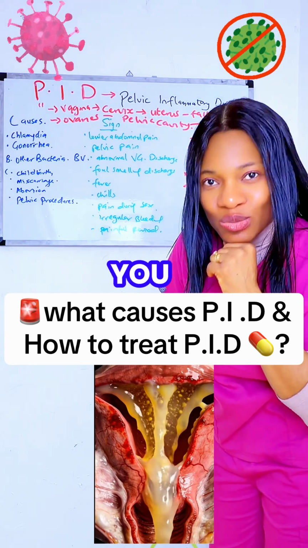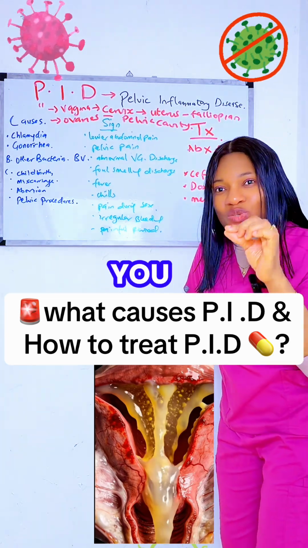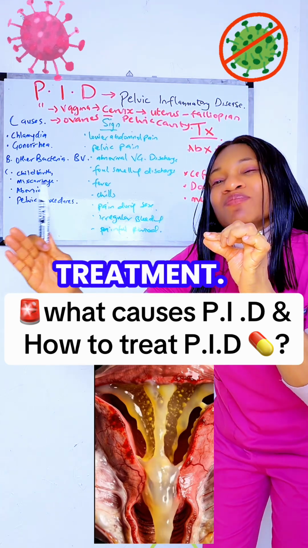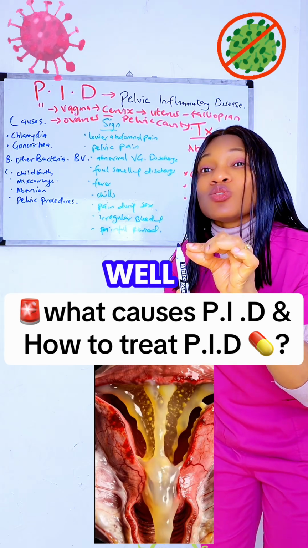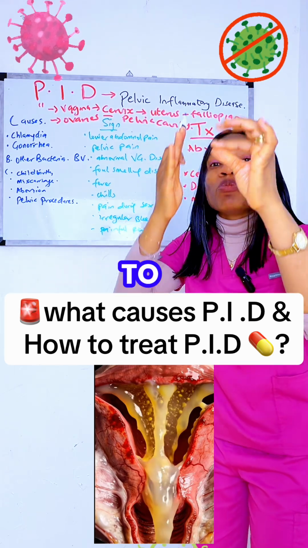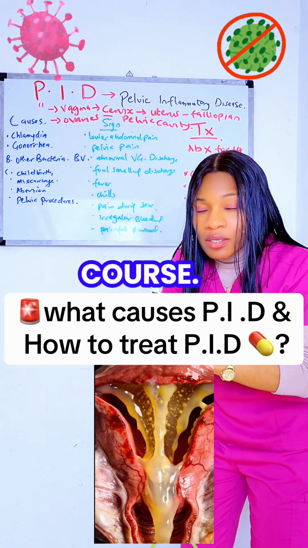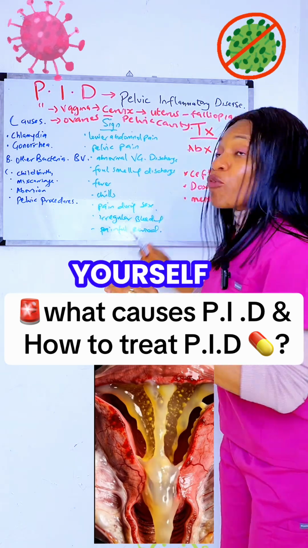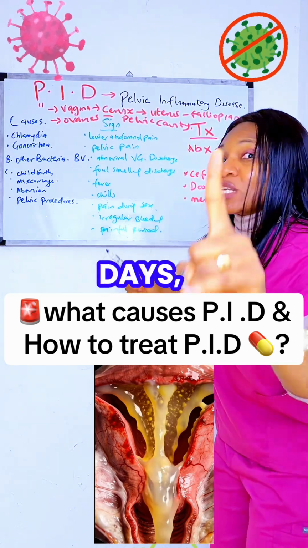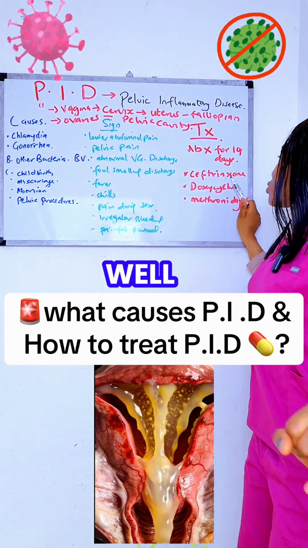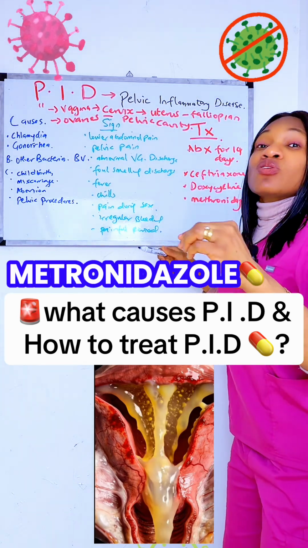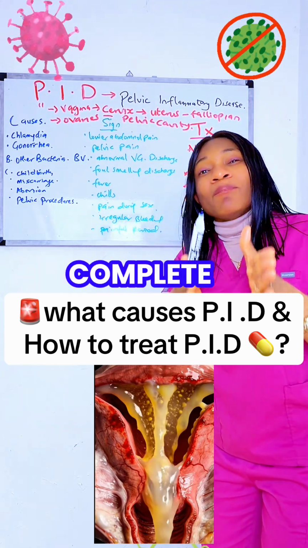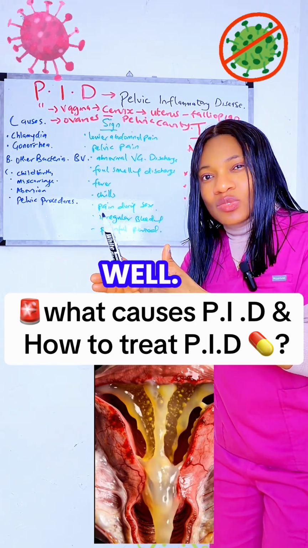Then how can you treat it? PID requires proper treatment. It responds well to antibiotics, but you have to complete your course and obey its terms and conditions. You have to treat yourself for a good 14 days. It responds well to ceftriaxone, doxycycline, and metronidazole, but you have to treat yourself well and complete the course.